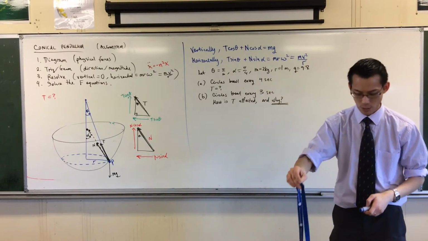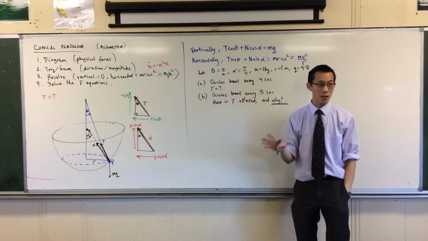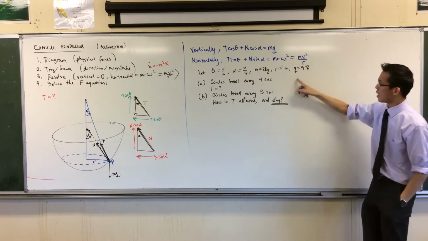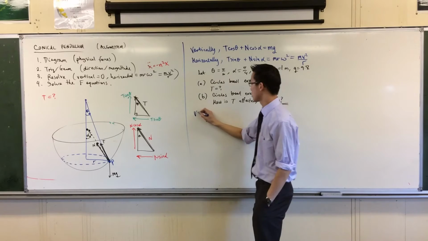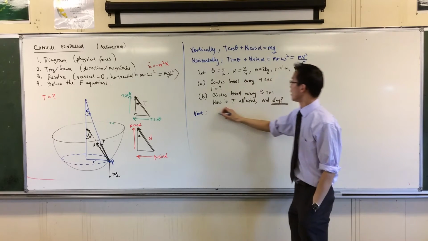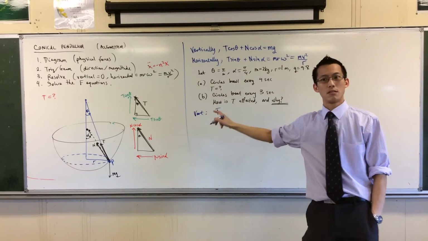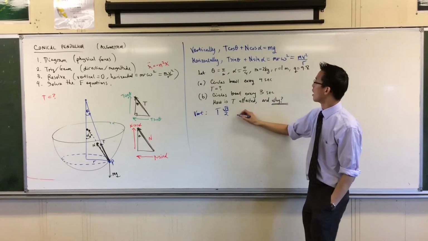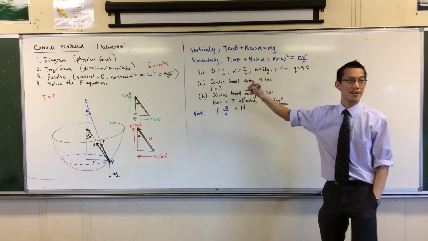So let's have a look and see what happens to the maths, right? The very first thing I'm going to do, and most of you executed this just fine, is take all of my constants and throw them into here, okay? So we'll do vertically first. So what do we got here? T cos pi on 6, which is root 3 on 2, right? Plus N cos pi on 4.